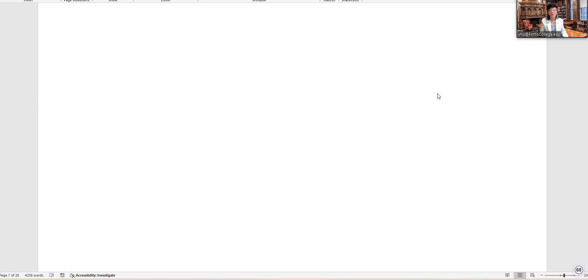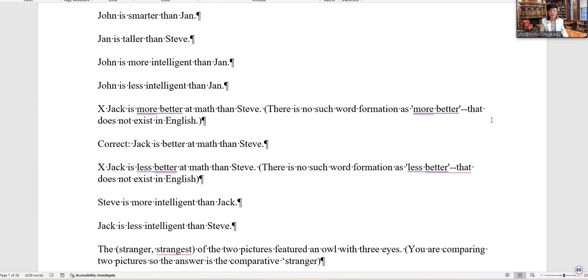And so I can't seem to get this to work. Well, okay, now it's working. All right, so John is smarter than Jan. So this is a comparative when you're comparing two things. You cannot say Jack is more better at math than Steve, because there's no such thing as more better. You have to say Jack is better at math than Steve. You cannot say Jack is less better at math than Steve.